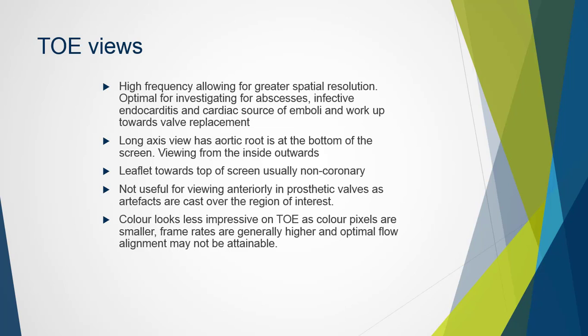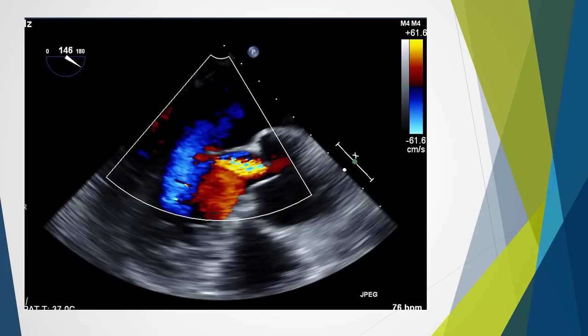Another thing to note with transesophageal work is colour looks less impressive on TOE, as colour pixels are smaller, frame rates are generally higher, and optimal flow alignment may not be attainable. Here we have a long axis view of the aortic valve, and we can see the red colour of blood moving through the valve into the ventricle, which is demonstrated down here.